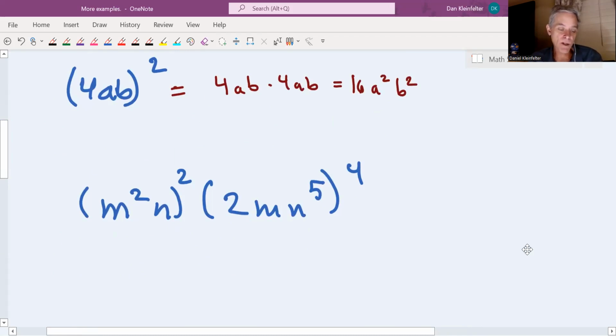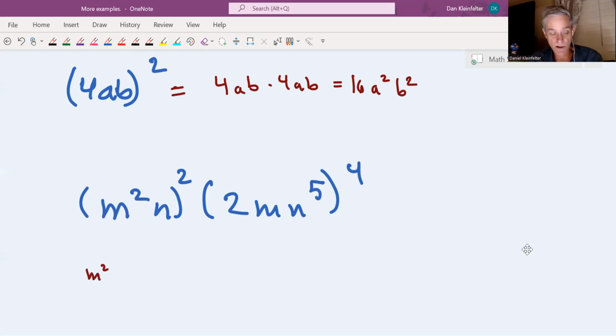Next, we have (m squared n) squared. So let me square those things inside. So we'll have m squared, squared, and then an n squared. In the second part, we have (2m n to the fifth power), and all of that is raised to the fourth power. So we'll give that fourth power to each factor inside. So we'll have 2 to the fourth power, m to the fourth power, (n to the fifth power) raised to the fourth power.